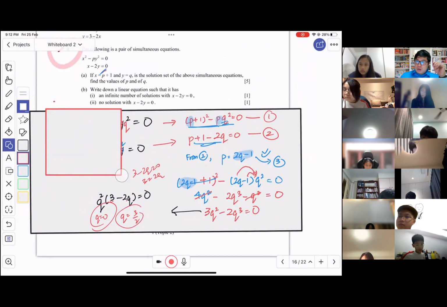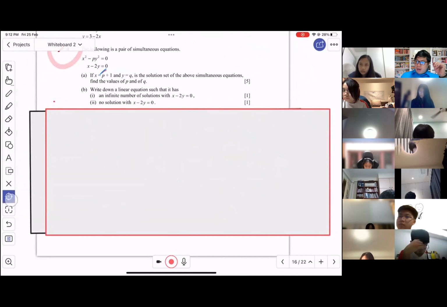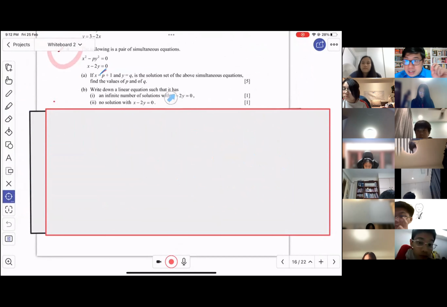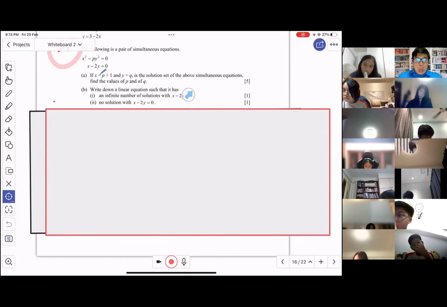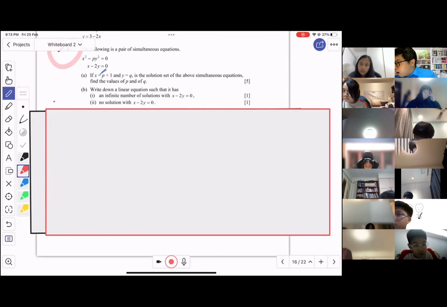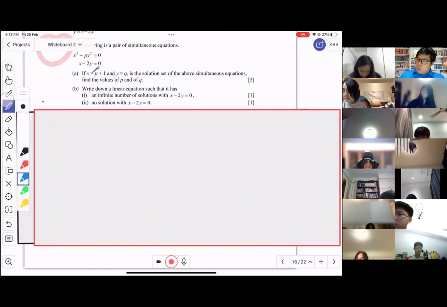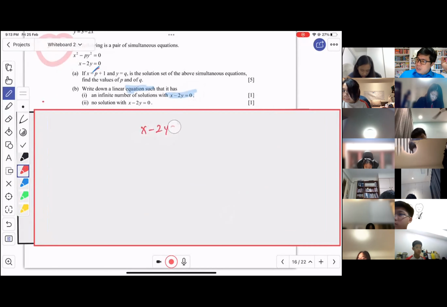I open it. Okay, so write down a linear equation such that this one is the one I went through in class yesterday precisely. So go and do it 5,000 times. It has an infinite number of solutions with x minus 2y equals 0. So that means they are asking this. I want the equation to have an infinite number of solutions. So x minus 2y equals 0.